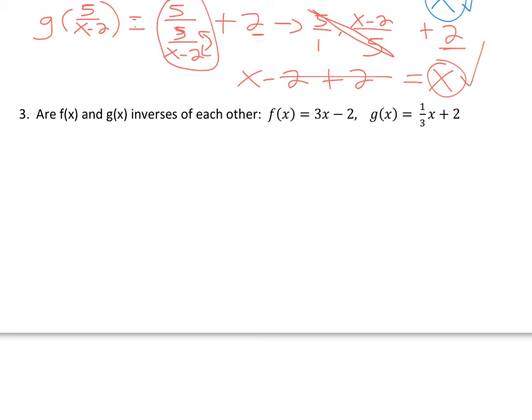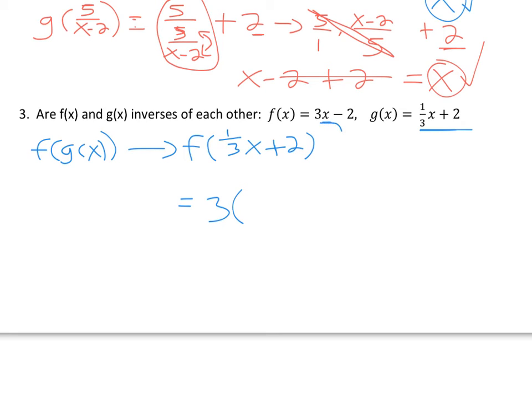So let's first do f of g of x. And let's see what this equals. So if I do this, I'm finding the function of, well, this g of x is this 1/3 x plus 2. And then I'm just taking this whole thing, I'm going to plug it into this x and see what happens. So this is going to equal 3 times x, which is being replaced by that. So it's 1/3 x plus 2. And then don't forget to subtract 2.